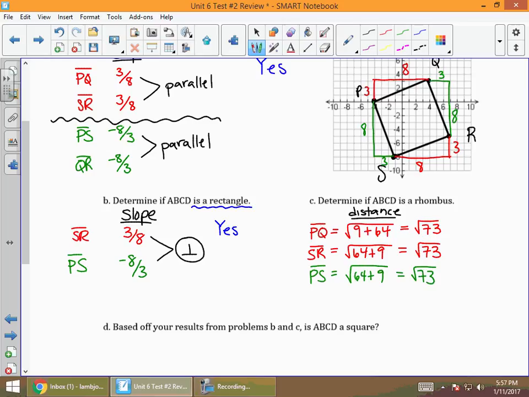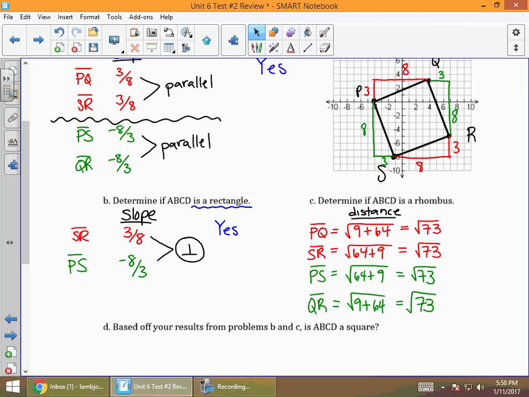And my last one, QR. From Q to R goes over 3, and 3 squared is 9. Goes down 8, 8 squared is 64, 9 plus 64 is 73. So it is the square root of 73.